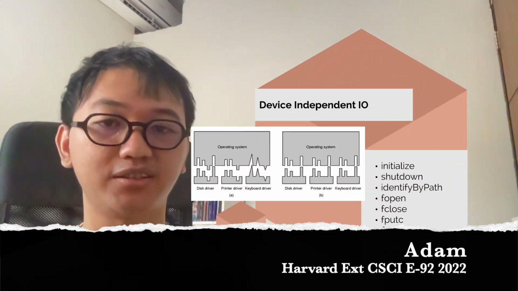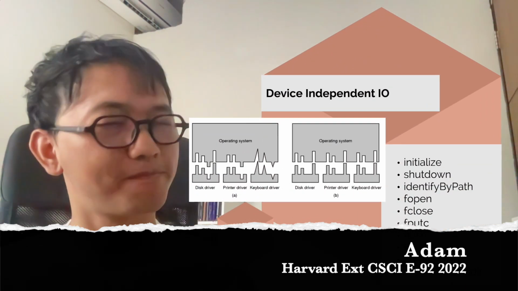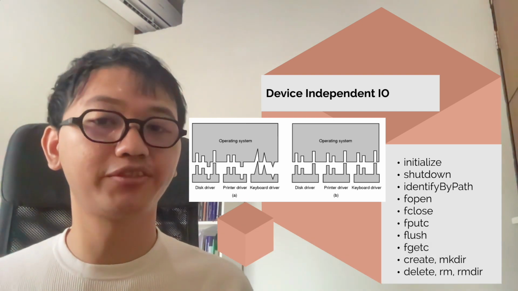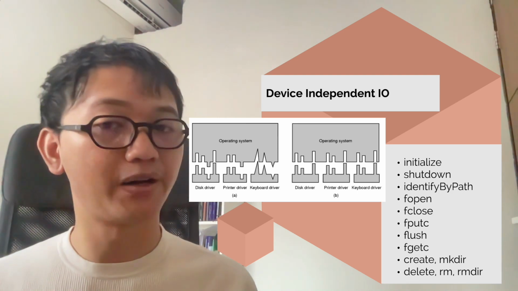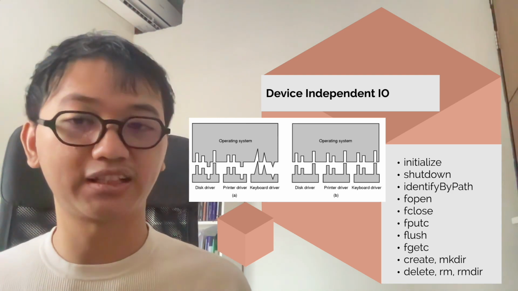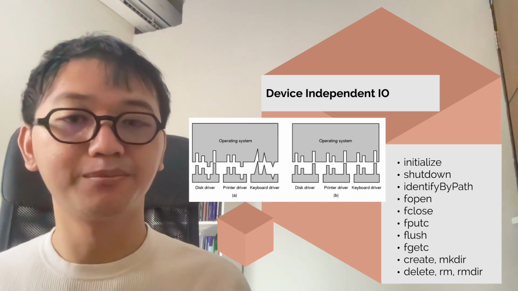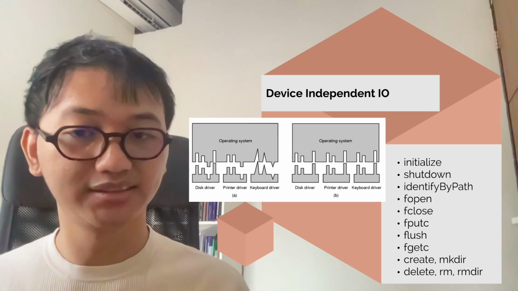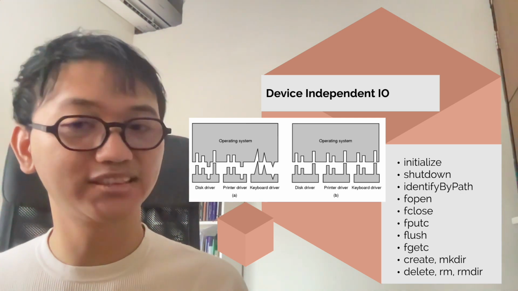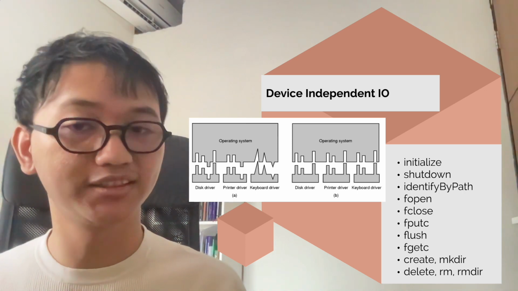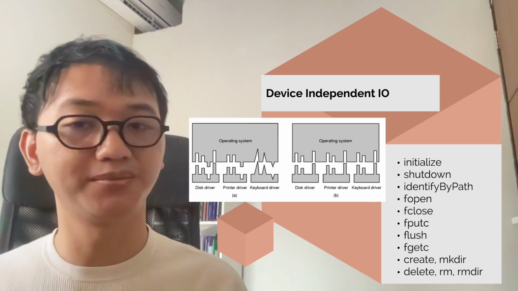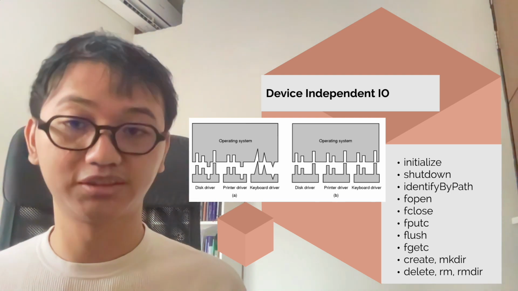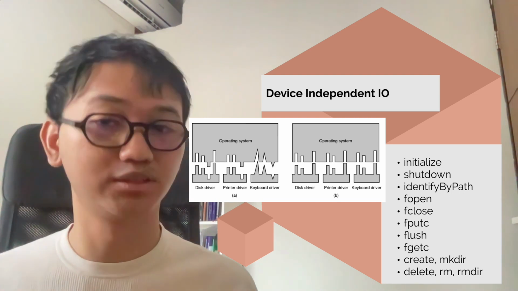Let's start with device independent I/O. We know that there are many different devices in a computer. Those devices have different capabilities, but we want to make them work in a somewhat similar way by having device independent I/O. With this, we can initialize them, we can open any stream associated with any device and then use the stream to send a byte or receive a byte. We can also create a resource on those devices if those devices can do that.